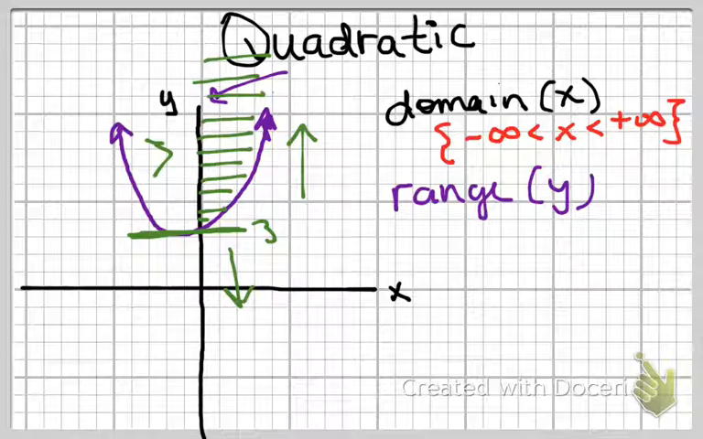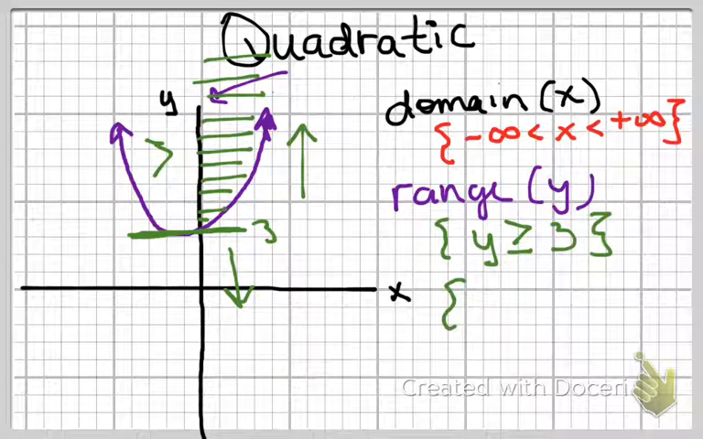So we would write our range like this. Now there's a couple of ways you can write it. You could say y is greater than or equal to 3. And the reason I say equal to is because it's touching 3. Alright, now we could write it that way. Or we could say 3 is less than or equal to y, which is less than positive infinity.